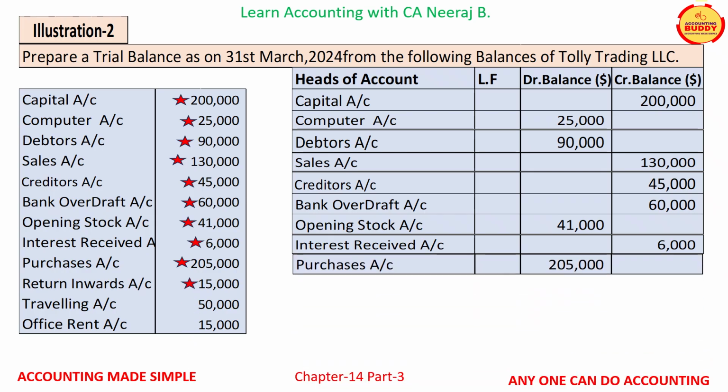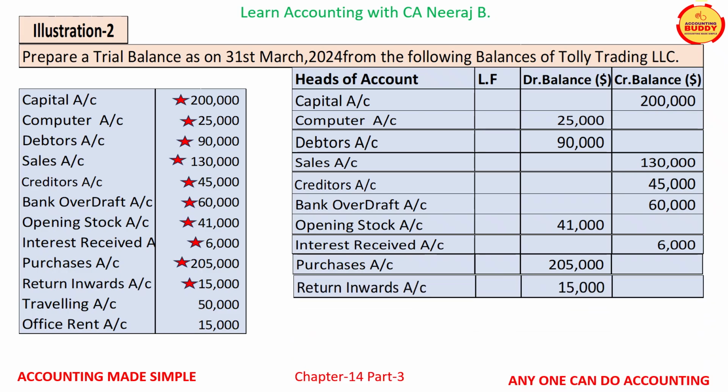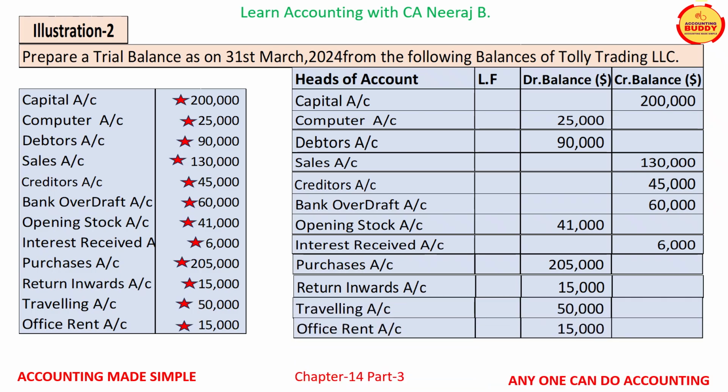Return inward or sales return gets a reverse treatment. When the business sells goods, sales account is credited, and when the sales are returned by the customer, sales account is debited. Therefore, return inward account is placed in the debit column. Both traveling and office rent are business expenses. Therefore, both will be placed in the debit column.